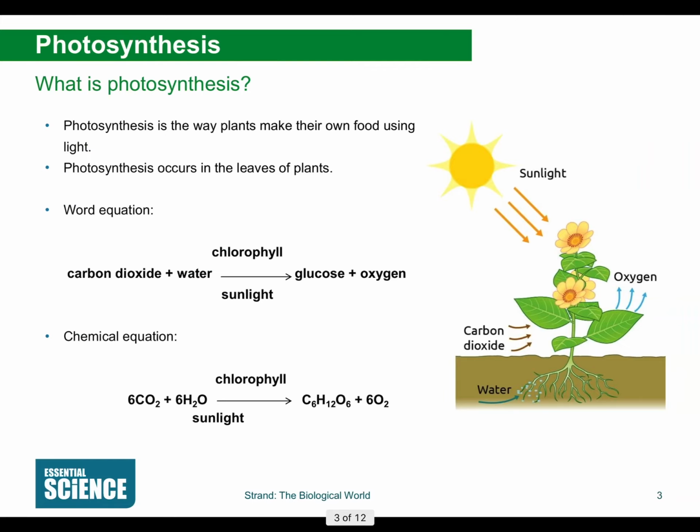Now, humans don't photosynthesize, animals don't photosynthesize. Humans and animals have to eat food, whereas plants can make their own food, okay? Now, the word equation for photosynthesis is carbon dioxide and water. Then above and below the arrow there, you need chlorophyll and sunlight. And then you're making glucose and oxygen.